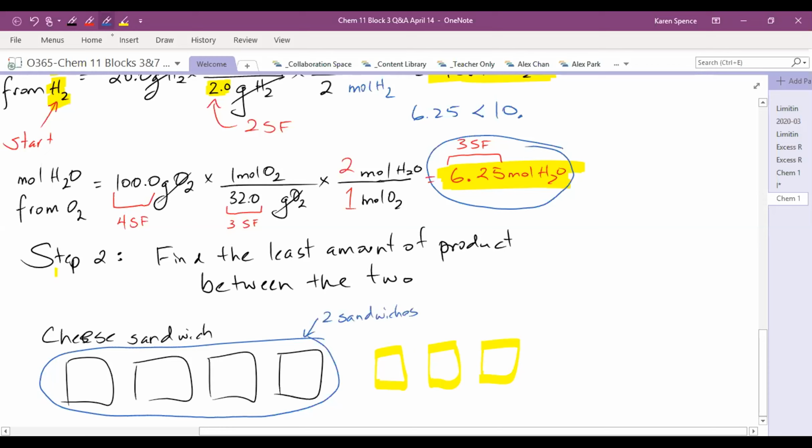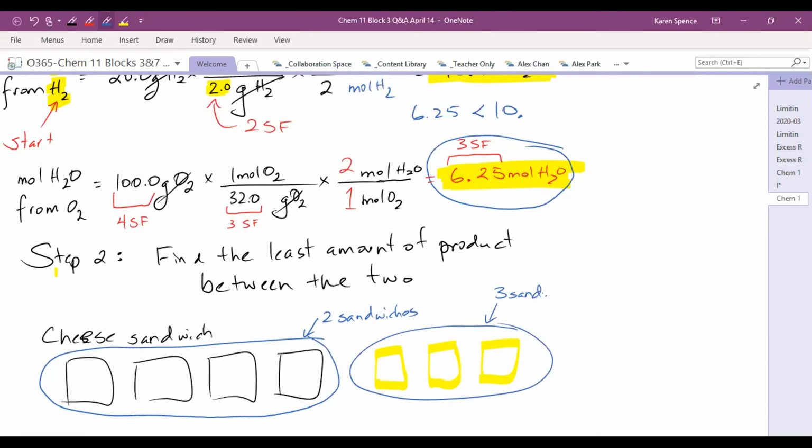All right, how much could we make from our 3 slices of cheese? If we had all the bread in the world, we could make 3 sandwiches. However, we don't have all the bread in the world. We only have 4 slices of bread. And so our limiting reactant then is the bread, because it limits how many sandwiches we can make. And we are going to have 1 slice of cheese left over at the end.